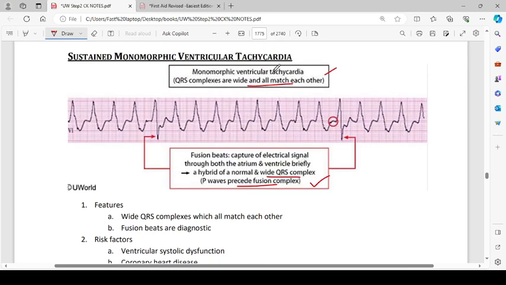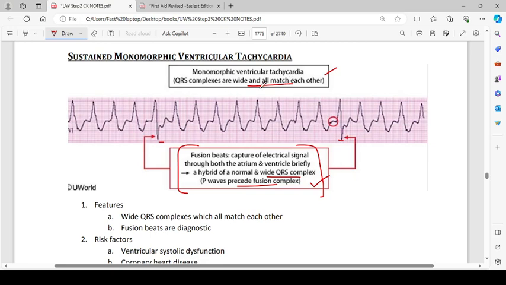Sustained monomorphic ventricular tachycardia looks like this. This is the explanation of this ECG. They're saying that there will be fusion beats like this and this: capture of electrical signal through both the atrium and ventricle briefly, a hybrid of normal and wide QRS complex, with the P wave preceding the fusion complex.